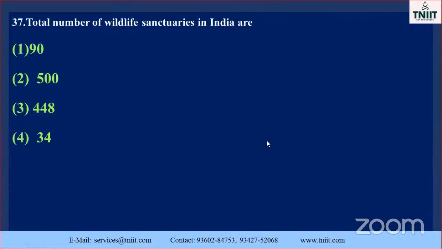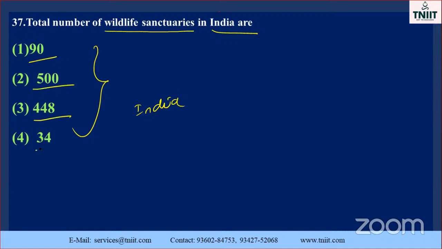Next one is a very, very important point. The last question is also very, very important, my dear student. This is also an important point. Just listen here. Total number of wildlife sanctuaries in India. These are all present in India only. Each one has specific things. For example, 90, 500, 448, 37. Which one is the correct answer? The wildlife sanctuaries, how many? 448 is the correct answer.